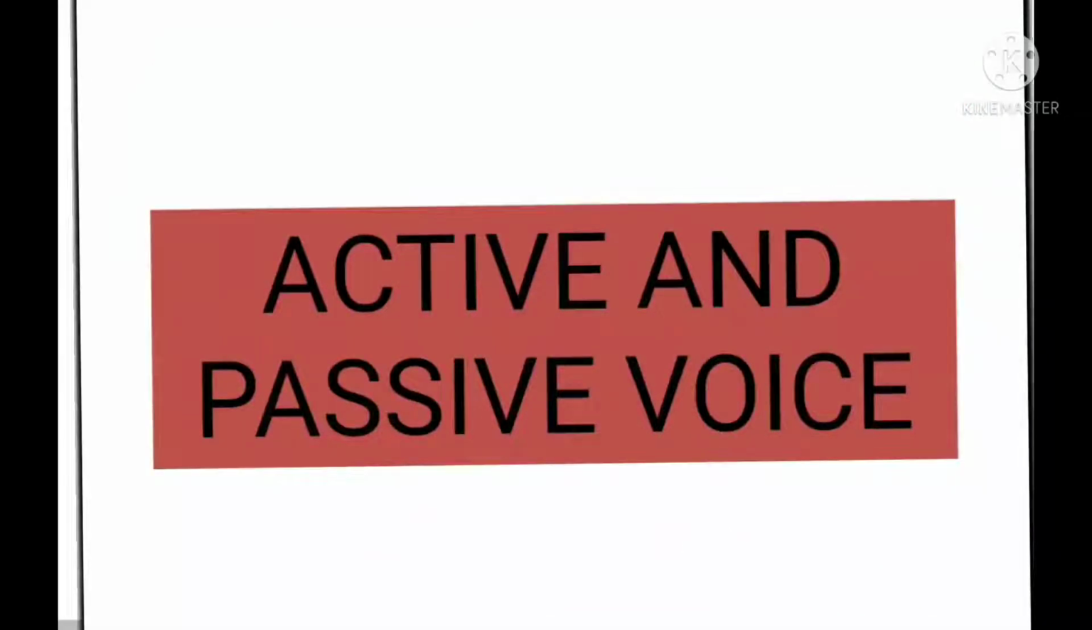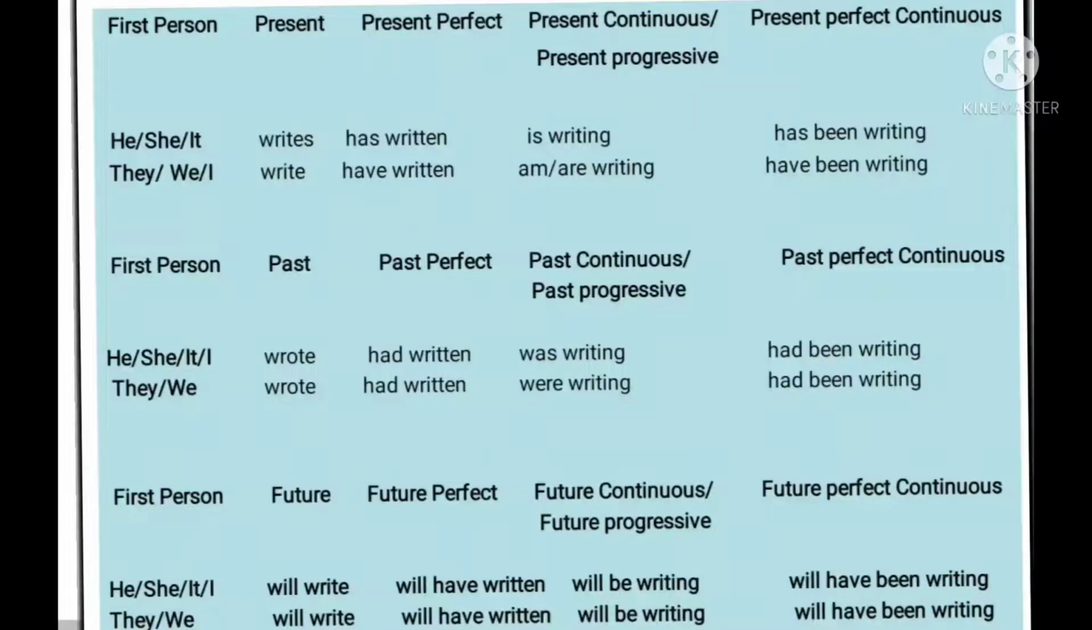So children, let's look at active and passive voice. First, we'll check out the tenses. You have the first person, present tense, present perfect, present continuous or present progressive, and you have the present perfect continuous. Then you have the past, everything related to the past. And then you have the future.